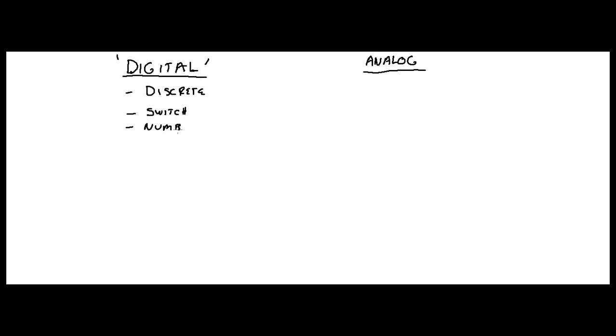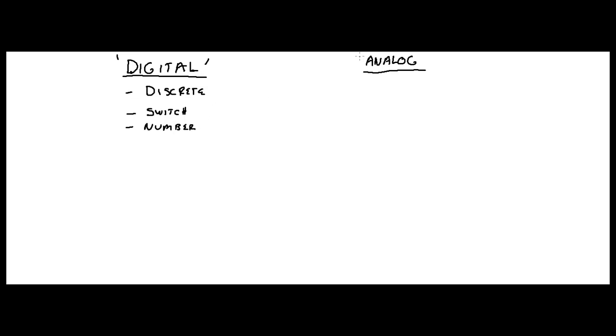Numbers are pretty discrete, aren't they? When you say, how old are you? Well, I'm 20, I'm 30, I'm 15. However old you think you are, I'm not going to tell you how old I am. That doesn't matter here. But anyway, those are some descriptors for digital.